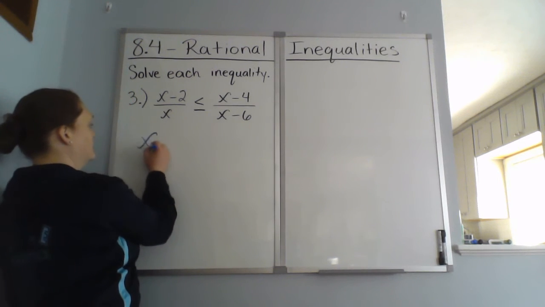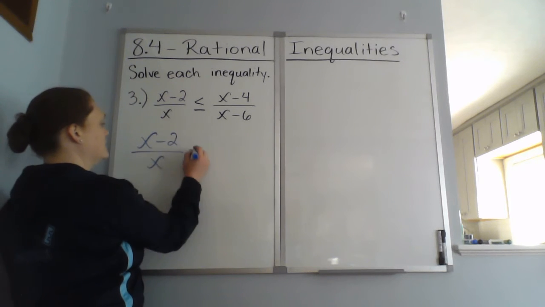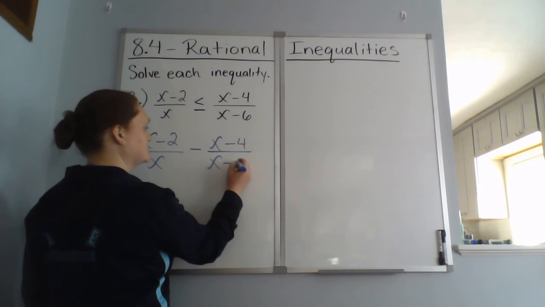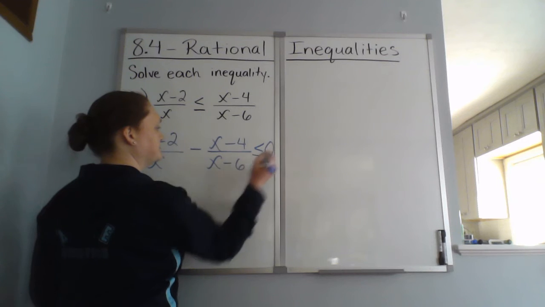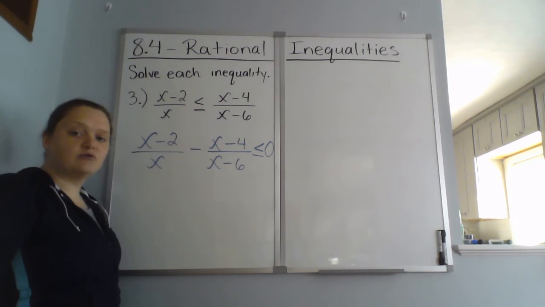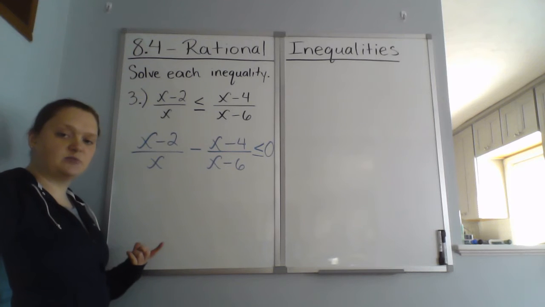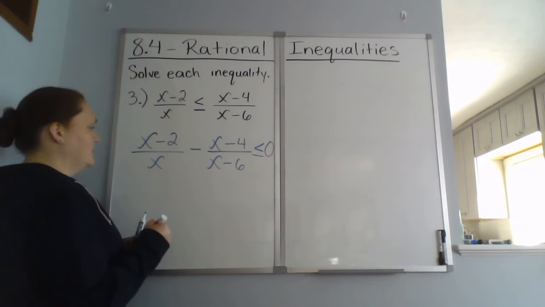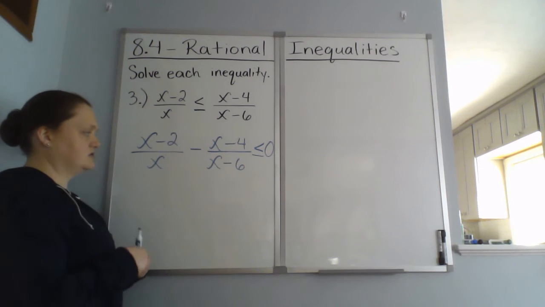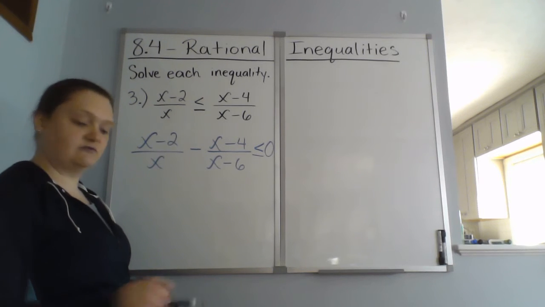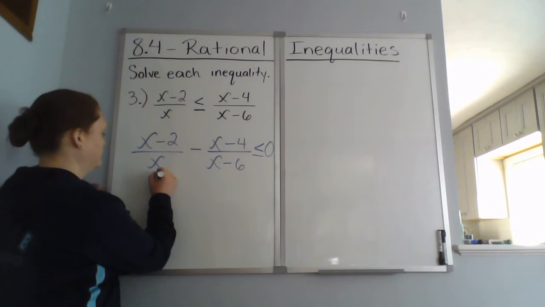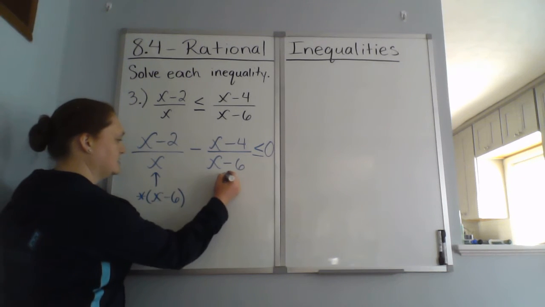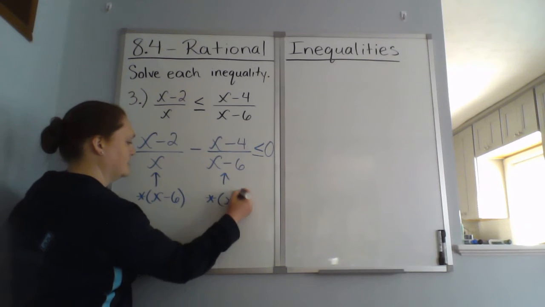All right, so I'm going to choose to subtract this over. So we're going to get (x minus 2) over x minus (x minus 4) over (x minus 6) less than or equal to 0. Now we need to go through the work of getting a common denominator so that we have a single expression instead of two expressions. The least common denominator here, this doesn't factor, so it will just be the product of the two of them. So I'm going to take this one, multiply it by x minus 6, and I'm going to take this one and multiply it by plain old x.